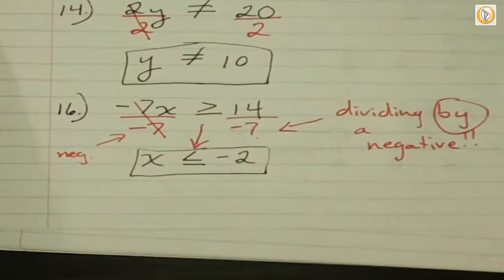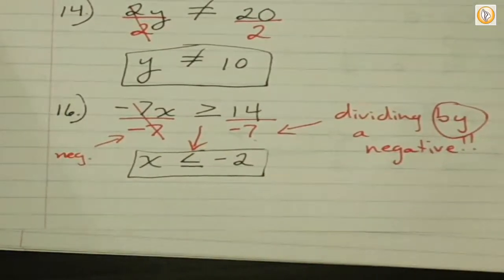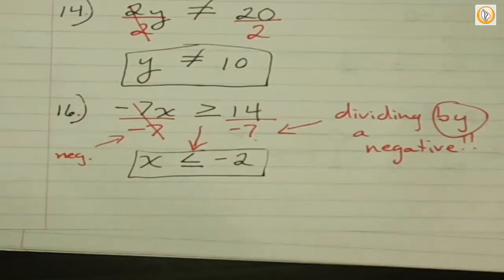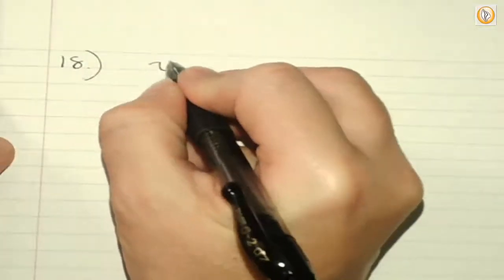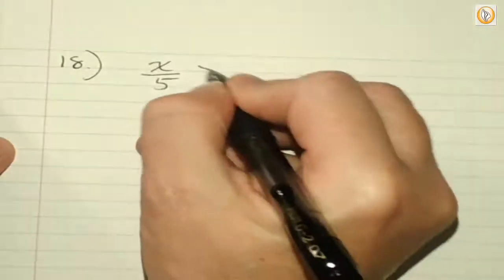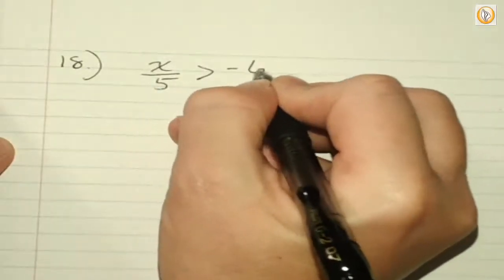All right. Any questions? Do we have all this down? Kelly, you got this? Yep. Okay, so I think y'all are getting it. The only thing that may get you is when you have to flip that sign. All right, 18. Kelly, x divided by 5 is greater than negative 6.